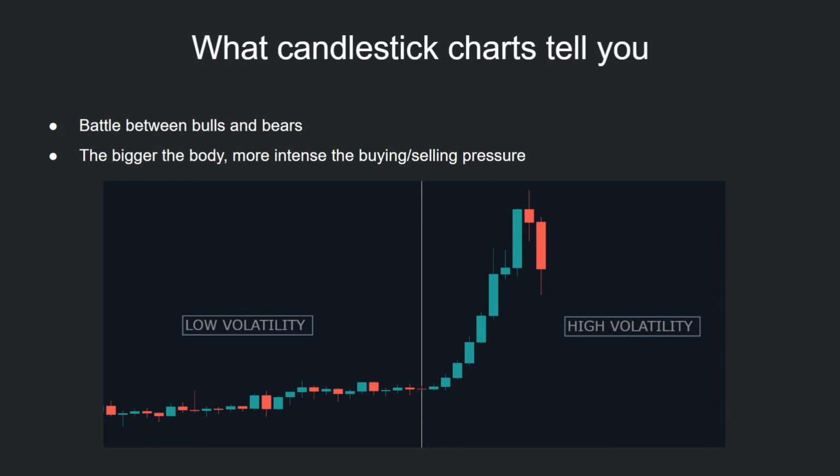We can see in this example that on the left side, volatility was quite low. The range of those candlesticks was fairly contained. And then the bulls have taken over the market, leading to increasingly long candlestick bodies that represent increasing buying pressure. And when the move topped, bears have taken over and selling pressure overpowered the buyers. And we've been able to determine all this just by glancing at this chart.